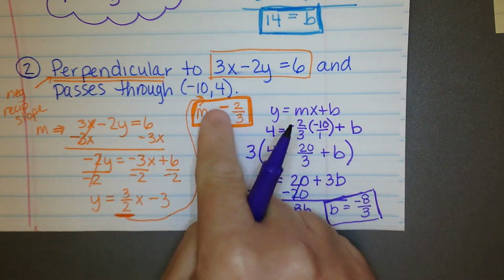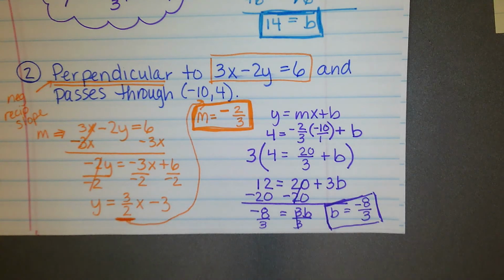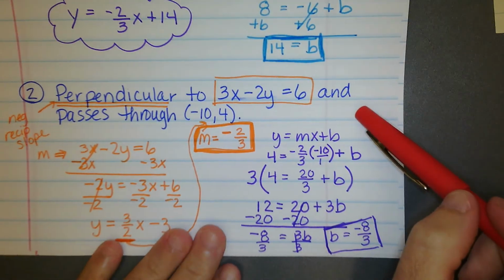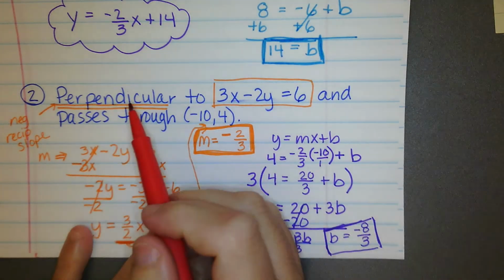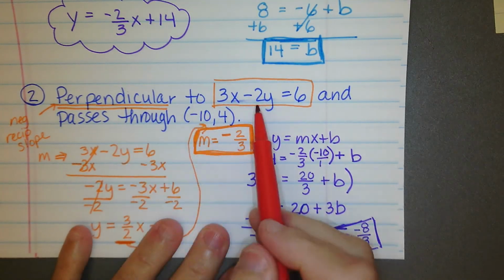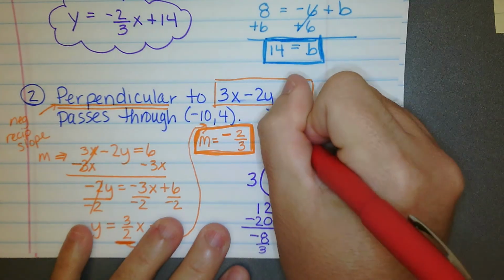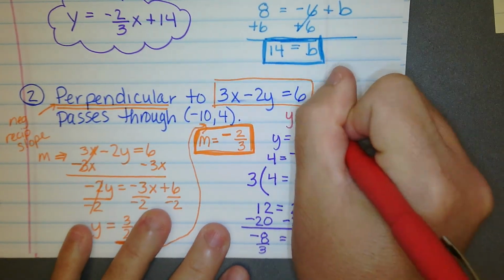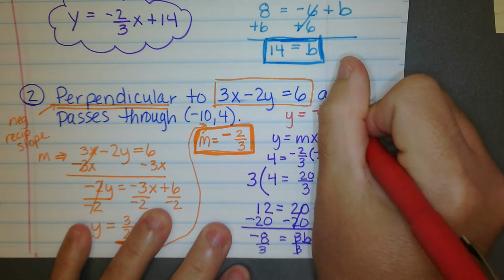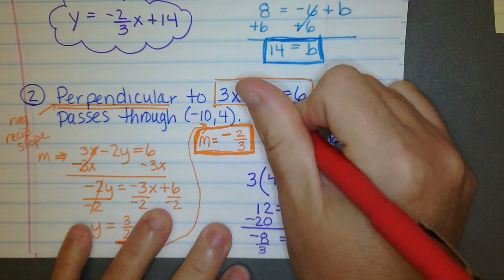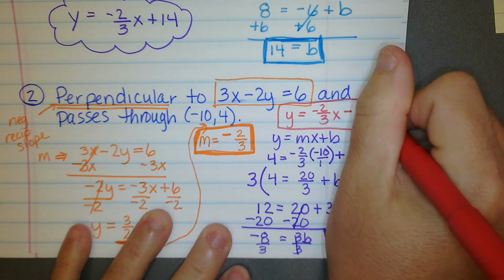So this is the m, and this is the b, and now we're going to write the finale. This is the final answer. I'm going to put it in red right here so you can see what the answer to the question is. The equation of the line that is perpendicular to this guy that passes through this point is y equals negative 2/3 x minus 8/3. This is the answer to your question.